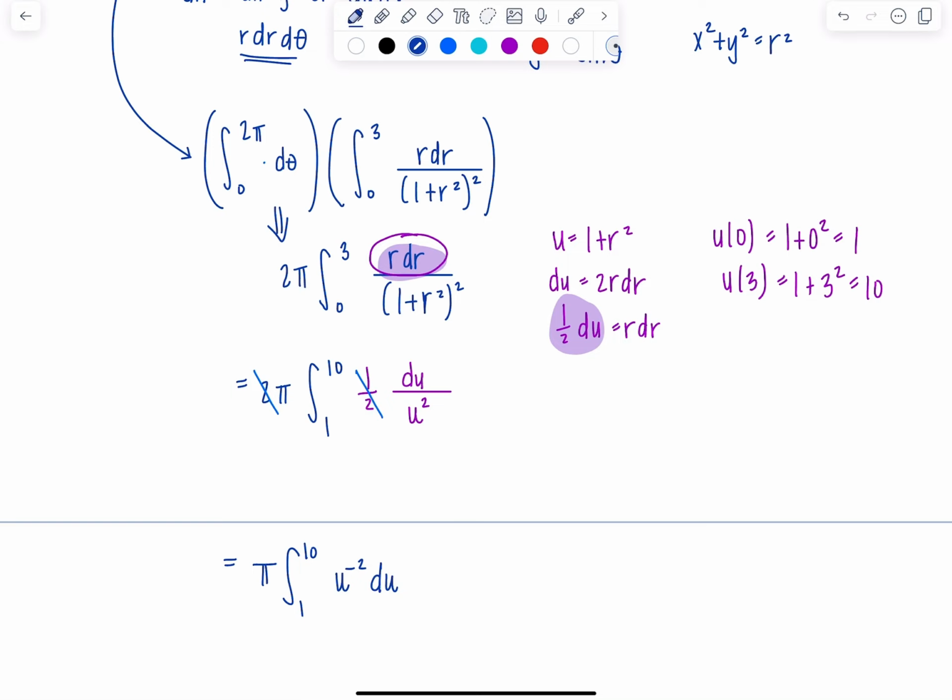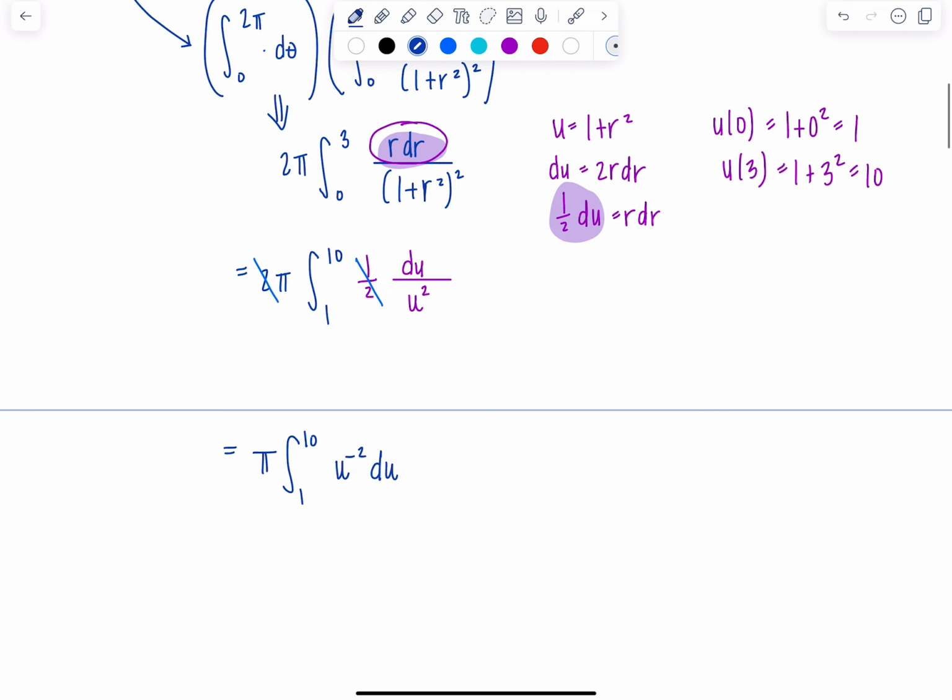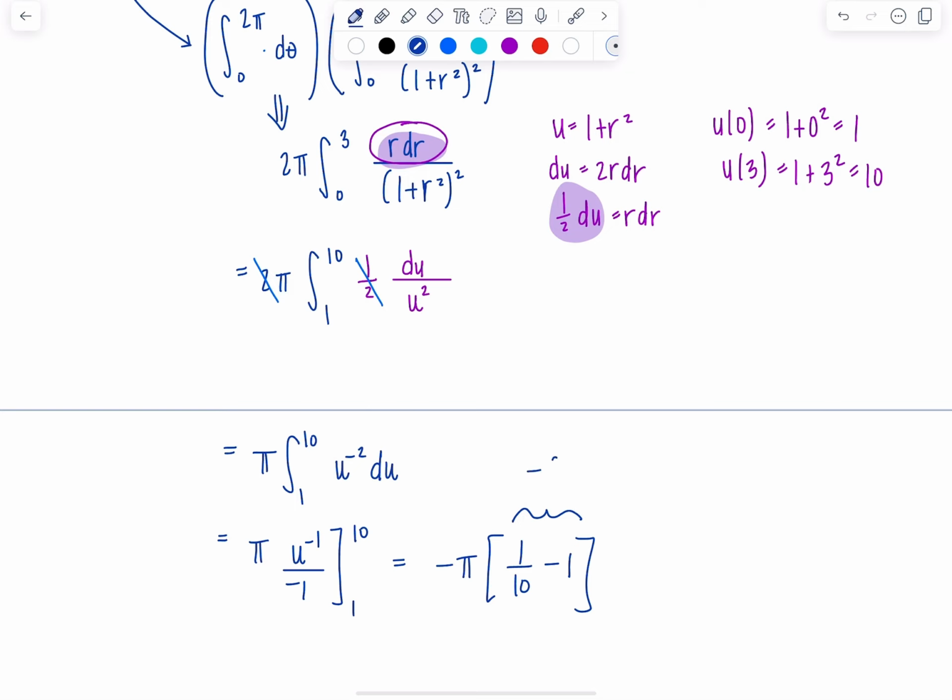So rewrite it, it's u to the negative second, and then add 1 to the exponent, divide by the new exponent. So we have pi times u to the negative first divided by negative 1, right? From 1 to 10. So I can take out negative pi, and then I have u to the negative first. So that's going to be 1/10 minus 1. That's giving me negative 9/10 times negative pi is positive 9 pi over 10. And that's the answer. And we are done.